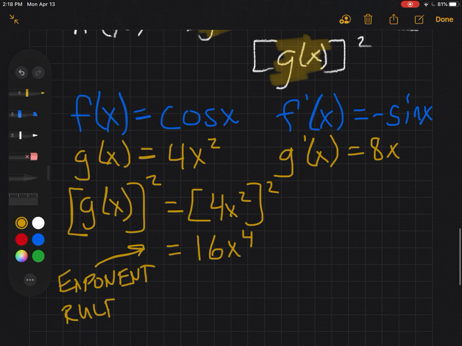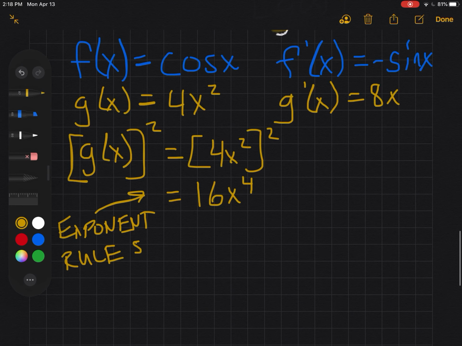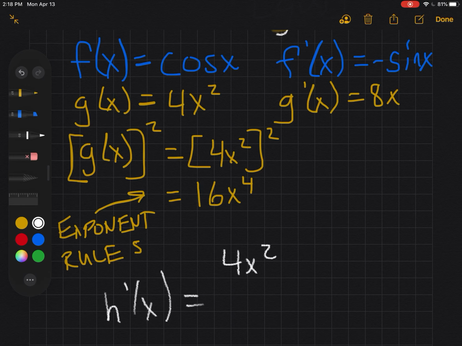Don't be shy if that was a little tough for you. Just review your laws of exponents. That's what I'm using here. Use your laws of exponents. You could say exponent rules, I think. That's what I'm using. Now that I found all that stuff, I can go ahead and plug it into my quotient rule.